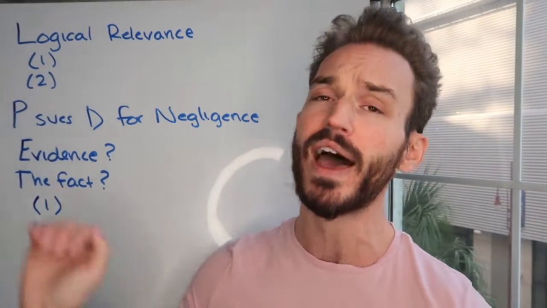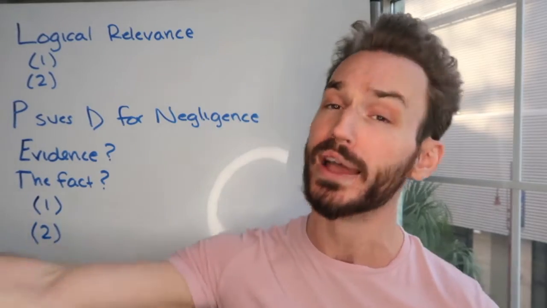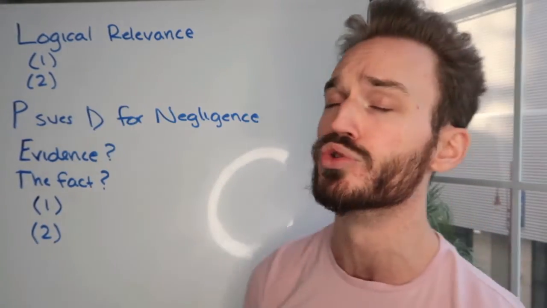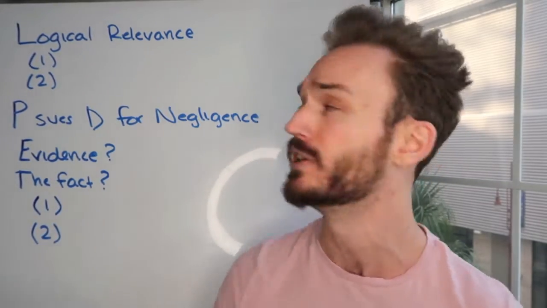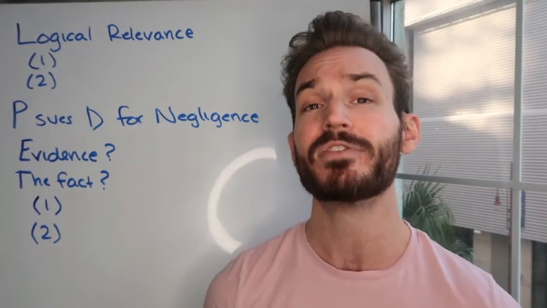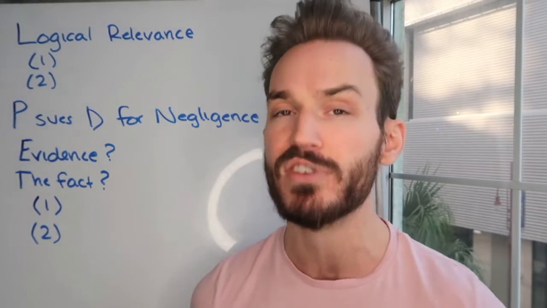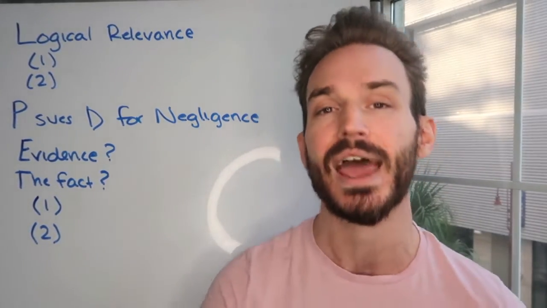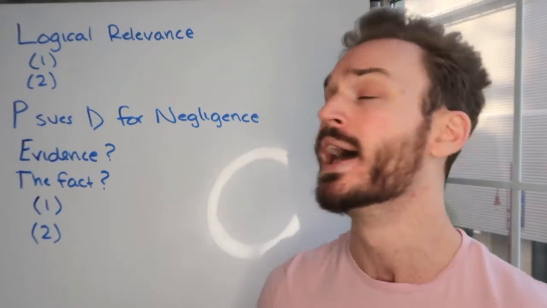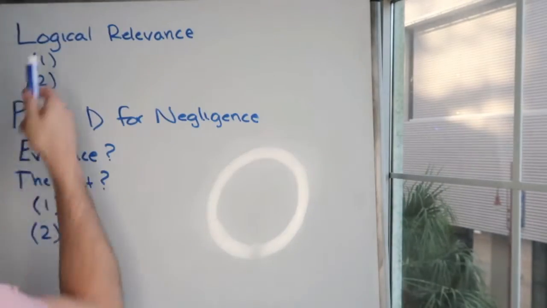So for each piece of evidence that the fact pattern is trying to introduce, you're going to have to run through this analysis to determine whether each piece of evidence is actually logically relevant. If you find that a piece of evidence is not logically relevant, then of course that means it's inadmissible. It cannot be admitted. So how do you make this determination?